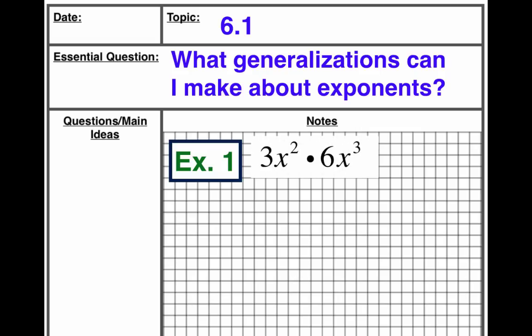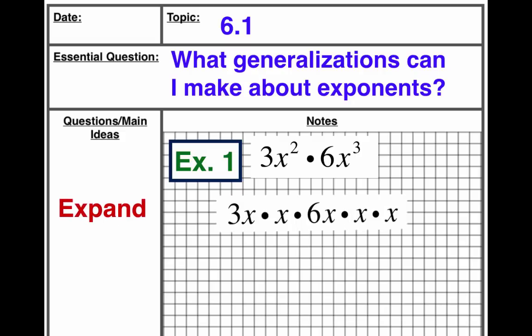Example 1, here's what we're going to do first. 3x squared times 6x to the third power. Now we should be able to do this. We know the strategy is to expand it out, break it out into its little parts, and put it back together. So let's expand. That would be 3x times x, and that would be 6x times x times x.